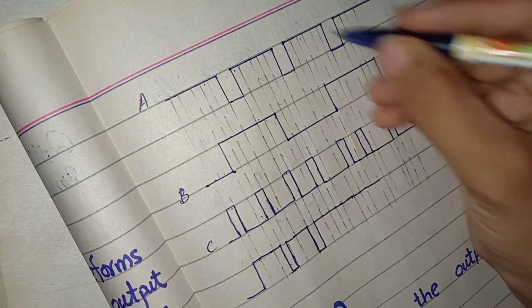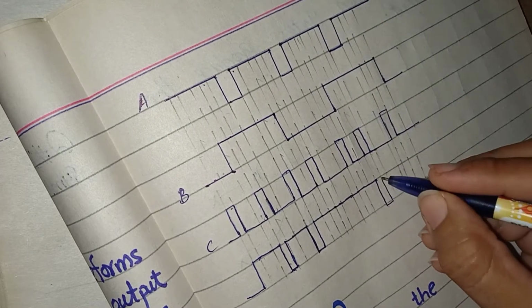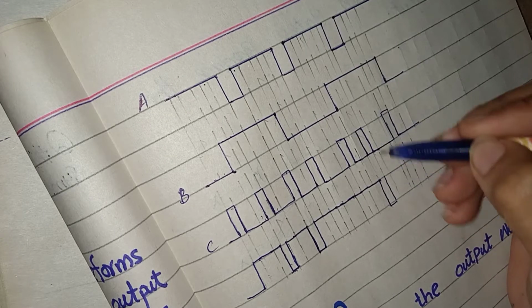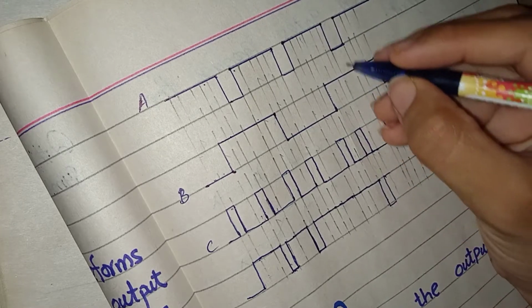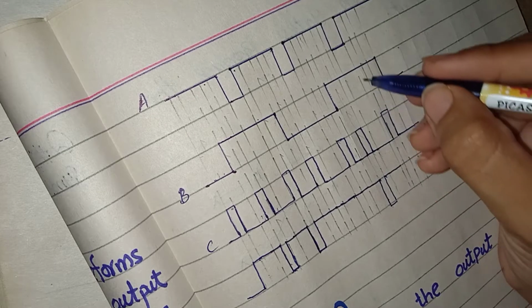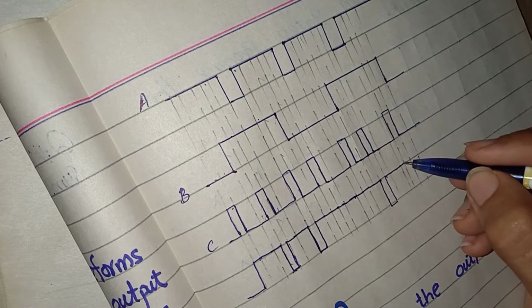For these combinations, we will get lower output because all the three inputs are at higher level again. And for these combinations, we will get higher output. For these combinations, we get higher output. And for these combinations, we will get lower output.